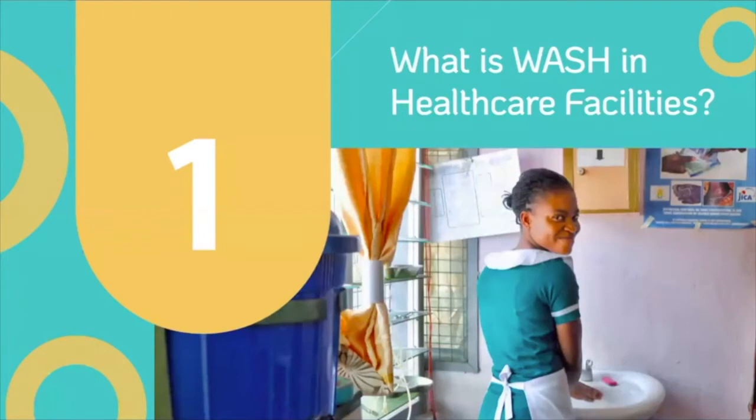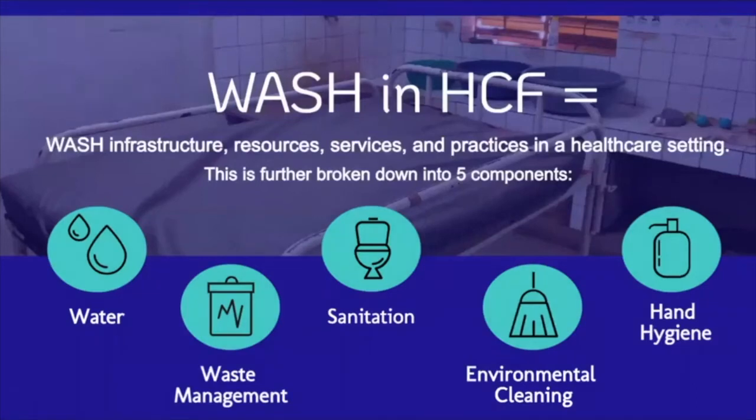So first, what is WASH in healthcare facilities, to make sure we all start on the same page? We define WASH in healthcare facilities as the WASH infrastructure, resources, services, and practices in a healthcare setting. And to note, in a healthcare setting, we refer to this as anything from a health post where outpatient services may be provided or dispensary, all the way up to tertiary care, high-level hospital offerings such as surgical services, deliveries, etc. Within WASH in healthcare facilities, we break it down further into 5 key components: water, sanitation, hand hygiene, waste management, and environmental cleaning.